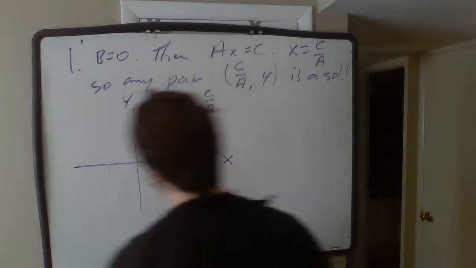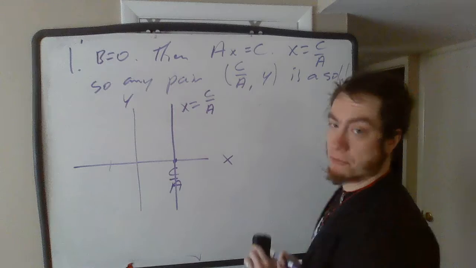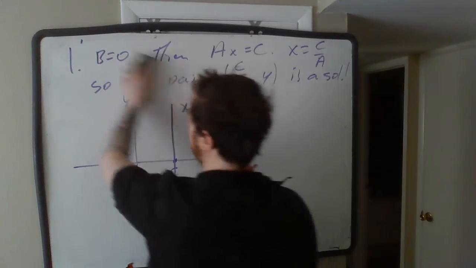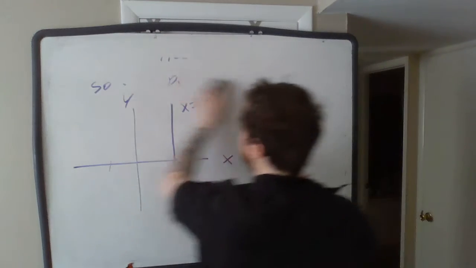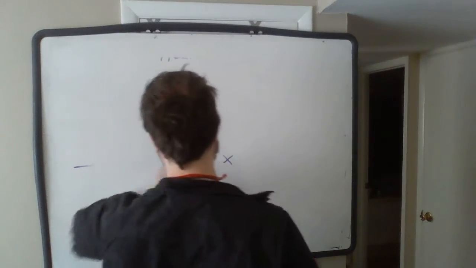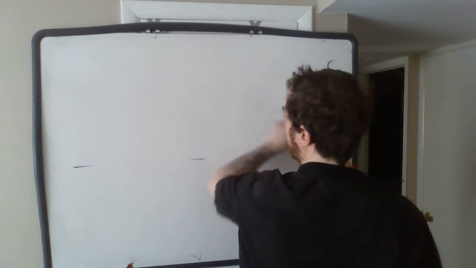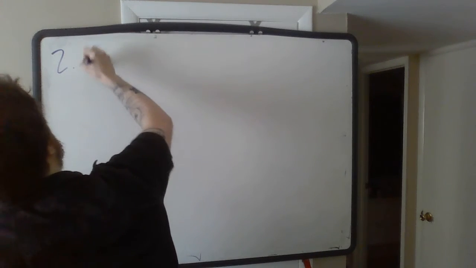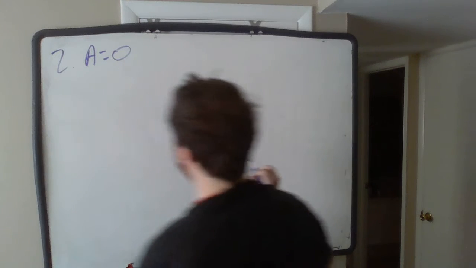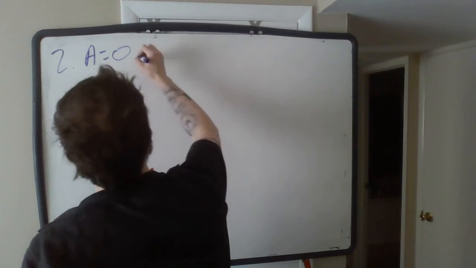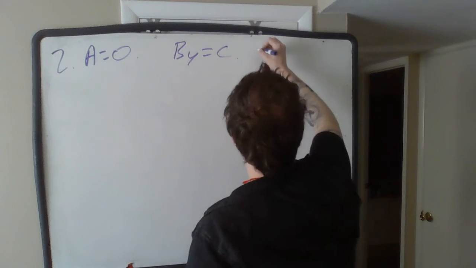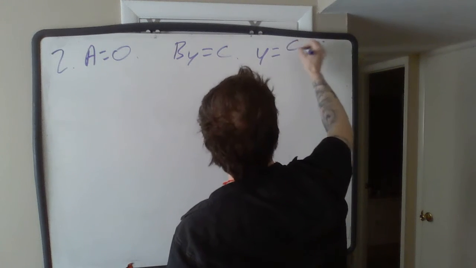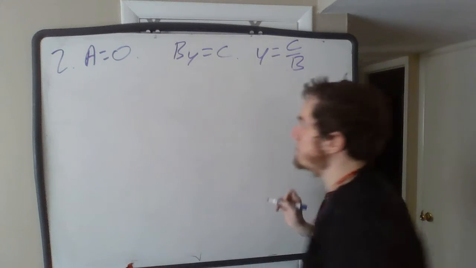Now, the second possibility is very, very similar, but unfortunately I'm going to have to erase this because I don't have a lot of room to work on this whiteboard. Give me a second here as I clear some space. So possibility 2 is that a is equal to 0 in that standard form, in which case our equation looks like by equals c. Well, this just means that y is equal to c divided by b.